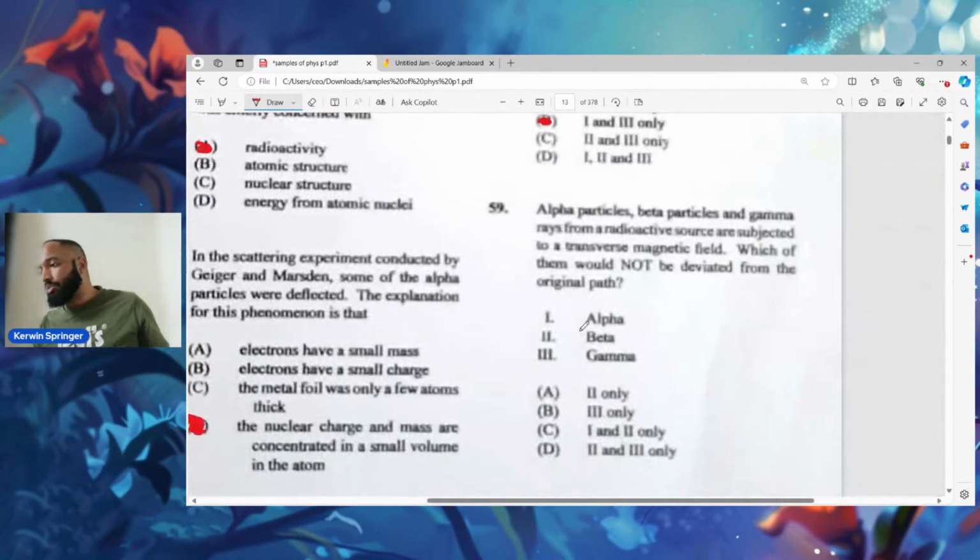Alpha particles, beta particles, and gamma rays from a radioactive source are subjected to a transverse magnetic field. Which of them would not be deviated from the original path? Gamma. Gamma wants nothing to do with that.